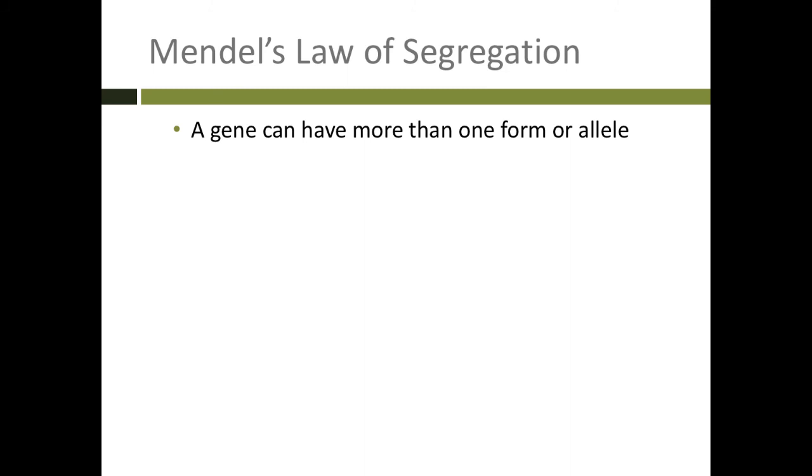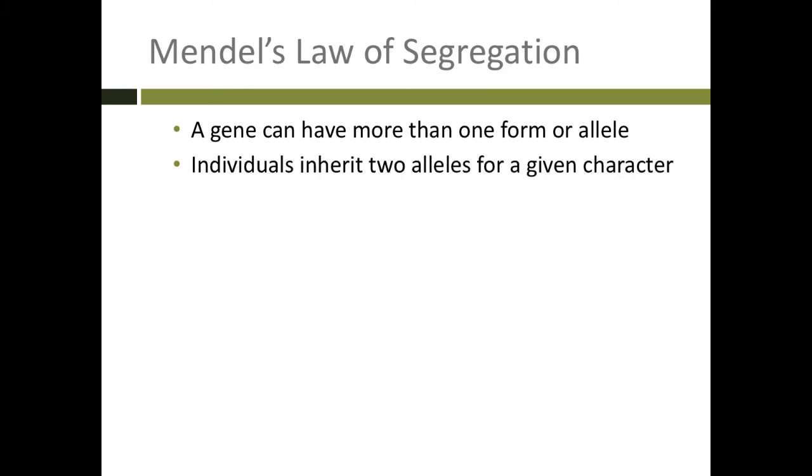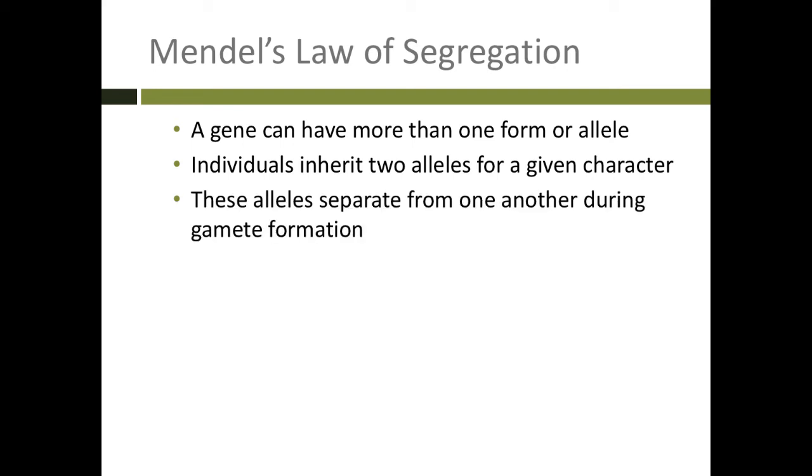A gene can have more than one form or allele, and individuals inherit 2 alleles for any given character. These alleles will separate from one another during gamete formation. We now know that the separation of the 2 alleles occurs during meiosis I, when the homologous chromosomes in the diploid cell are separated to form haploid gametes.